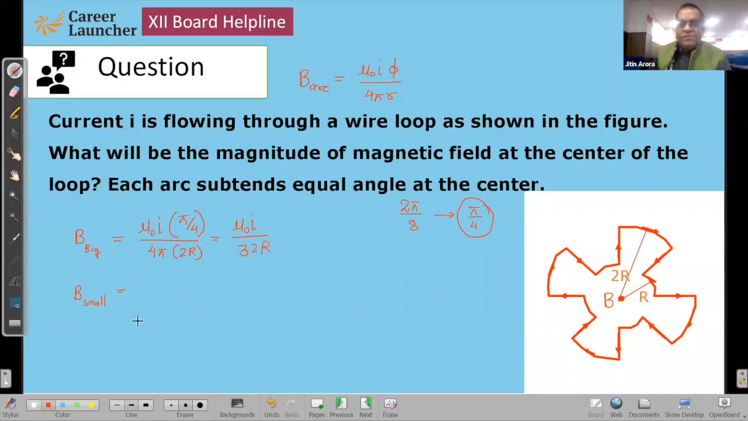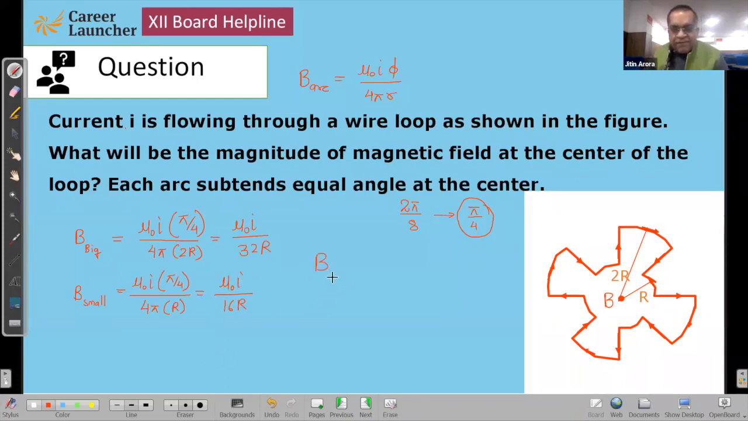अब स्मॉलर आर्क की वजह से हम यहां से निकाल ही देंगे, बट फिर भी अगर मैं करूं तो it will be equal to mu naught I pi by 4 upon 4 pi r. So this becomes mu naught I upon 16r. ठीक है ना? So ये हो गया.